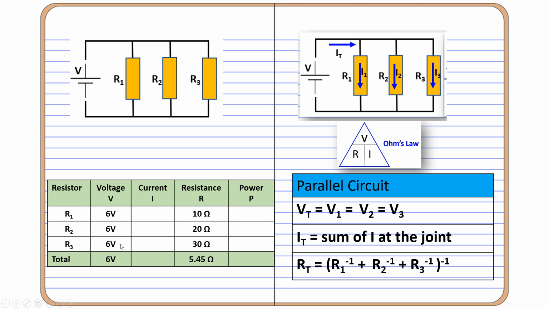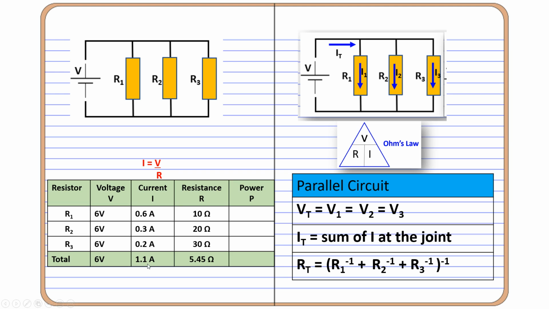So now we can calculate the current that is flowing on each resistor using the equation for Ohm's law. The current is voltage divided by the resistance, and we can use it for each one of the values here. So for this column, the current for R1 is V, which is 6 over 10, 0.6. R2 is 6 over 20, 0.3. And R3 is 6 over 30, which is 0.2.